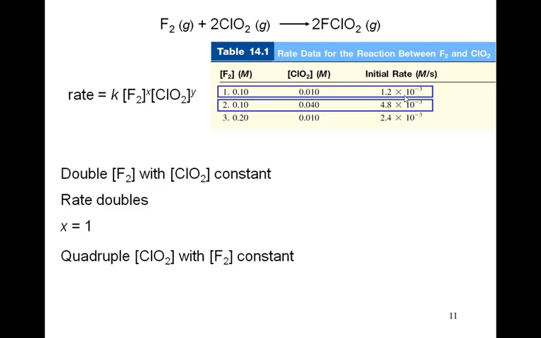So we quadrupled ClO2 with F2 remaining constant. The rate also quadrupled, so the rate is doing the same thing as the concentration, and therefore the value of y must also be equal to 1. So now the rate equation would be written as K times the F2 concentration times the ClO2 concentration as such. You don't need to actually put the values of 1 in there because it's understood that it's 1.